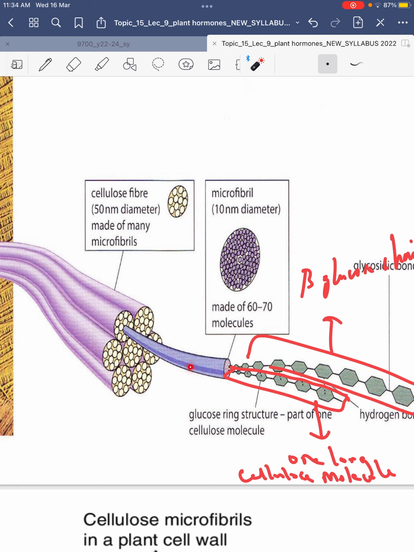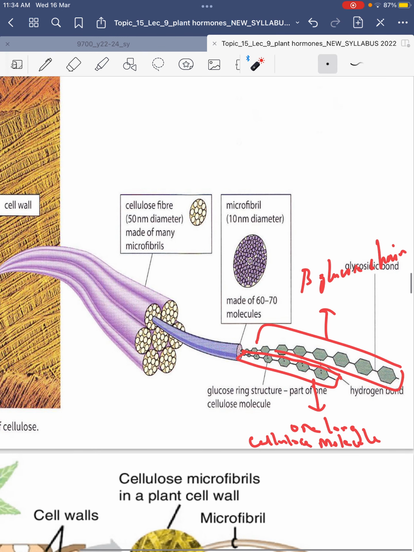combined together will create a cellulose fiber. Okay, so this is very important, as a recap.